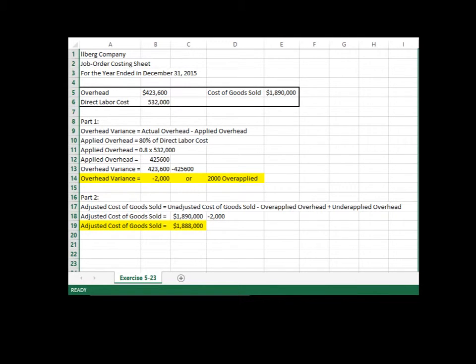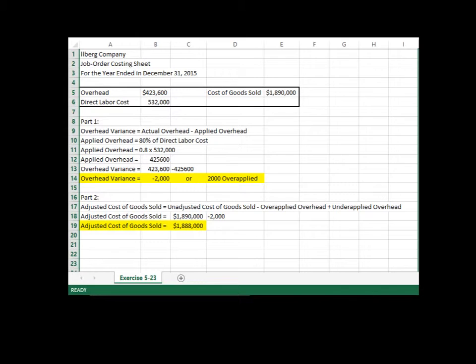The direct labor cost is $532,000. So in order to get the applied overhead, I multiplied 80% or 0.8 times the direct labor cost. To calculate the overhead variance, you have to have the actual overhead less the applied overhead, which is the actual $423,600 and the applied overhead, which is $425,600. The overhead variance was negative $2,000, therefore it was $2,000 over applied.